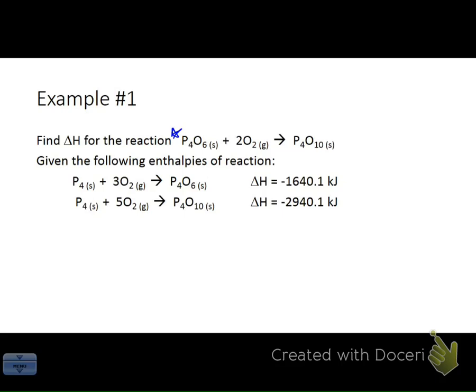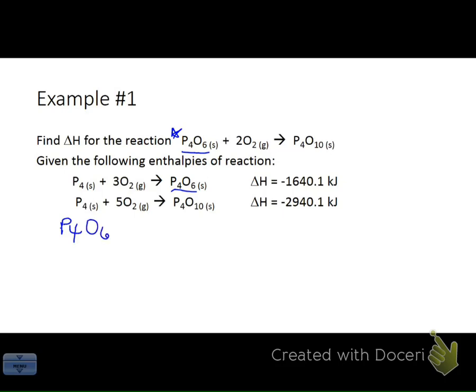This one's really easy. What I suggest you do is look at what you're trying to accomplish. For example here, I want P4O6 on the reactant side and I want one of them. Look at your steps, find that. Here's P4O6. You can see that it already has a coefficient of 1, so that's really good, but it's on the wrong side. So let's take that first step and just flip it around and get P4O6.